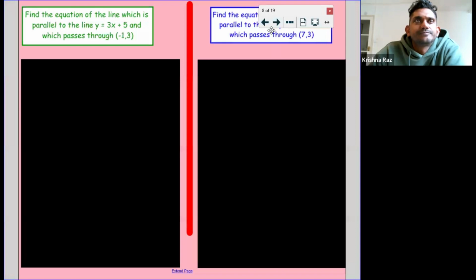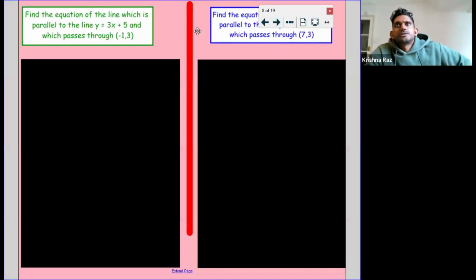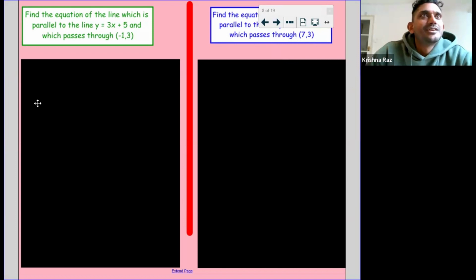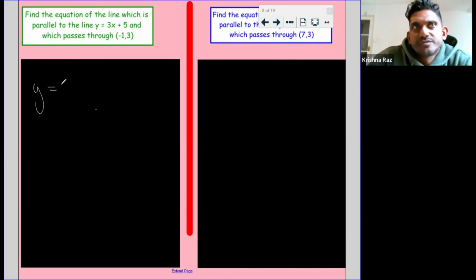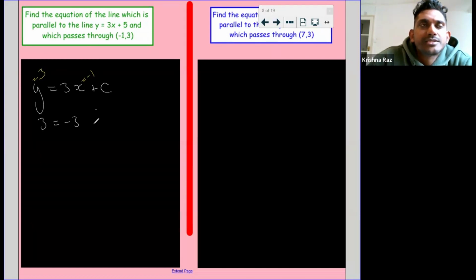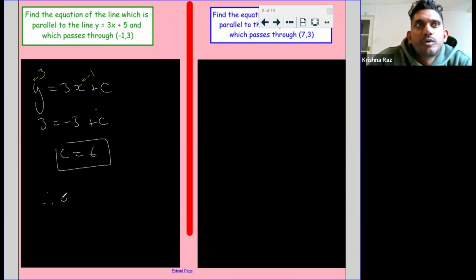What have I got next? Two examples. So I advise you to pause the video and give it a go. Welcome back, guys. This first one, it's parallel to y equals 3x plus 5, so we'll get y equals 3x plus c. Substitute in x is -1, y is 3. So 3 will equal -3 plus c, so c equals 6. Therefore, y equals 3x plus 6.